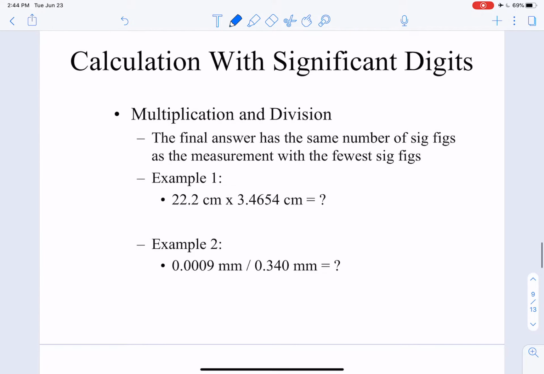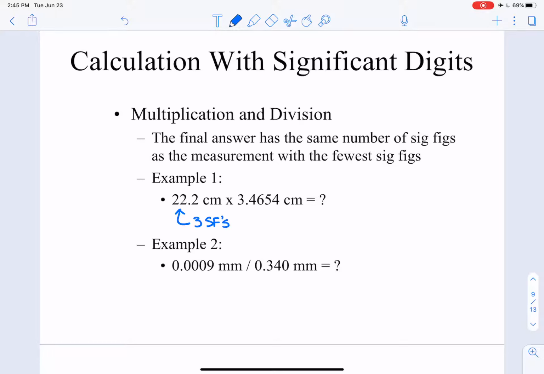All right, now we need to go to calculation with significant digits. The multiplication and division rules for significant digits are different than the addition and subtraction rules. So more rules, yay! The multiplication and division rules say that the final answer that you give has to have the same number of significant digits as the measurement that had the fewest significant digits. So what we have to do is go through every measurement and identify the number of significant digits. Then we do the calculation, and then we decide how many significant digits we have in our answer. So the significant digits for 22.2, how many do we have there? That is 3 significant figures there.